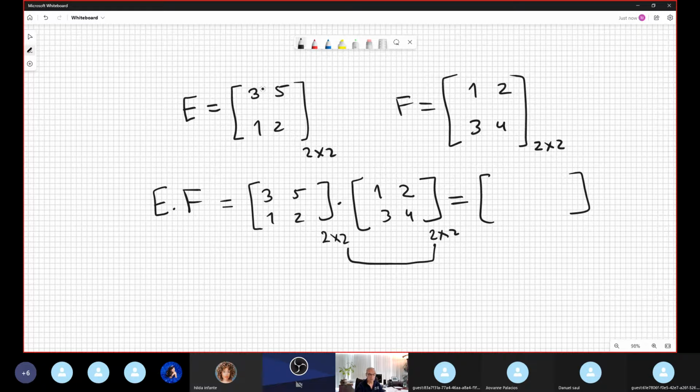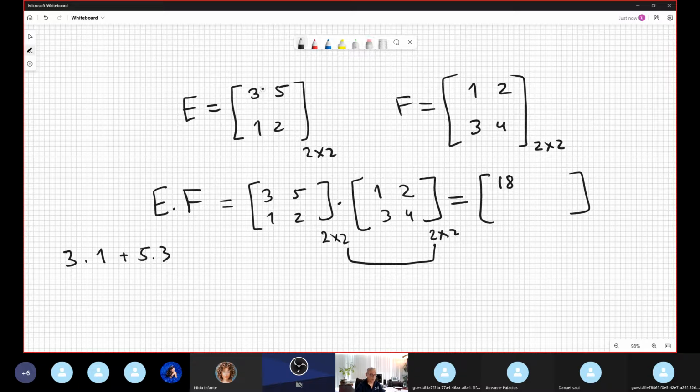Okay, doing. And you multiply 3 times 1 is 3, and 5 times 3 is 15, and 15 plus 3 is 18. Do you follow me where I come from 18? 18 comes from multiplication 3 times 1 plus 5 times 3. Now remember, you multiply element in the row by element in the column, no?